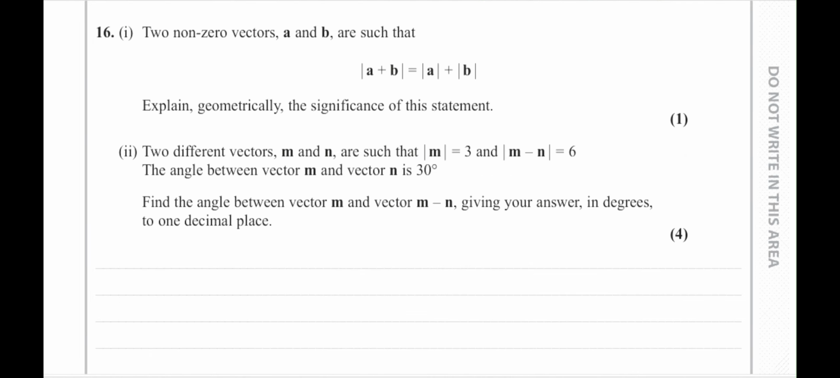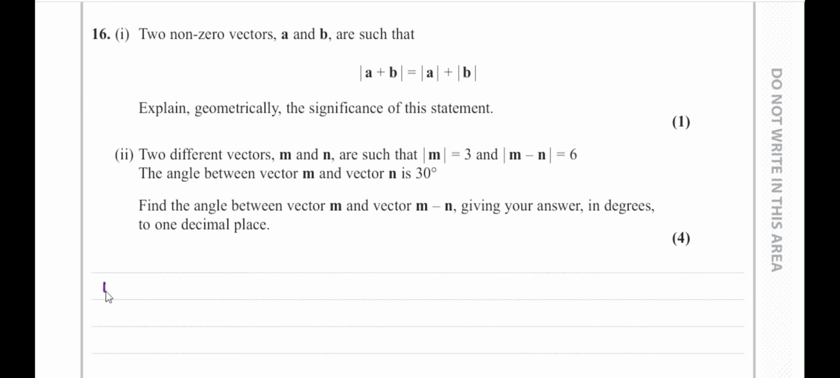Question 16. Two non-zero vectors a and b are such that modulus of a plus b equals modulus of a plus modulus of b. Explain geometrically the significance of this statement. Let's represent the two vectors a and b in this way. A here, b here. So this is vector a, this is vector b. Obviously, vector a plus b must be this vector using the triangle law of vectors. So let's write this as a plus b.